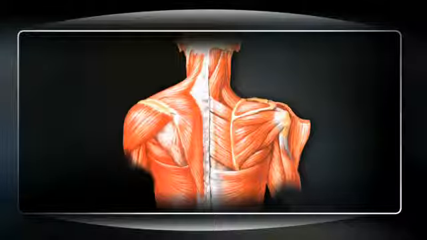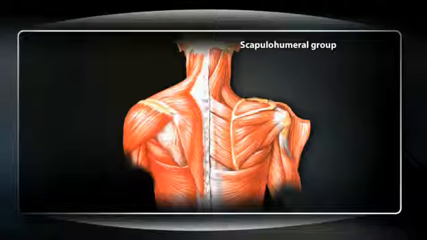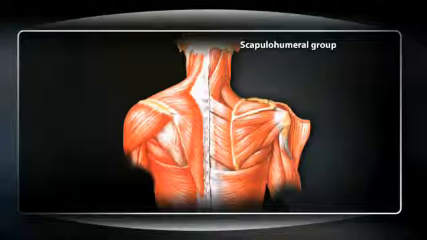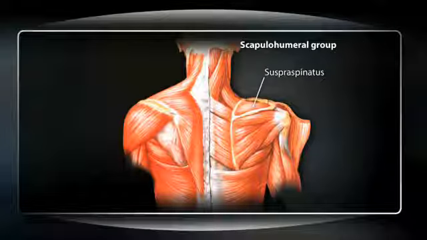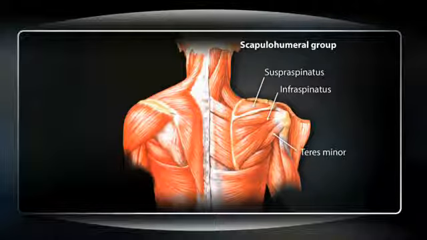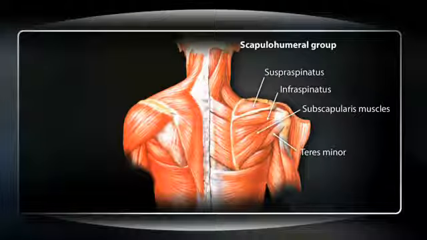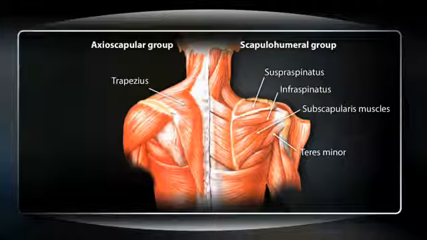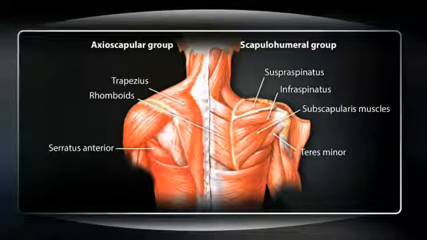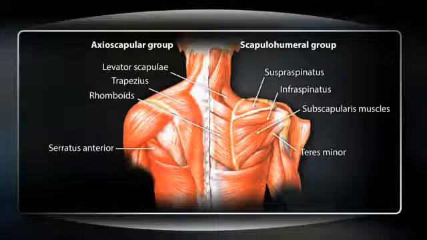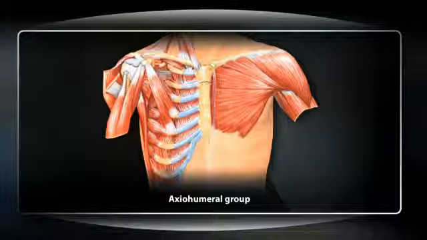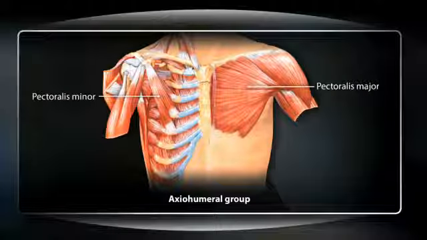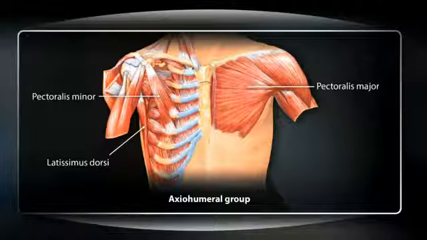Three groups of muscles attach at the shoulder. The scapulohumeral group includes the important SITS muscles, or the rotator cuff: supraspinatus, infraspinatus, teres minor, and subscapularis muscles. The axioscapular group includes the trapezius, rhomboids, serratus anterior, and levator scapulae muscles. The axiohumeral group includes the pectoralis major and minor and the latissimus dorsi muscles.